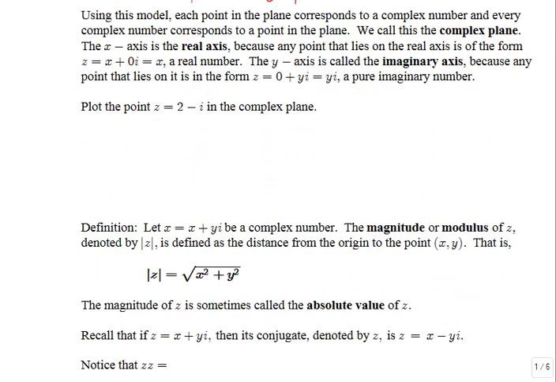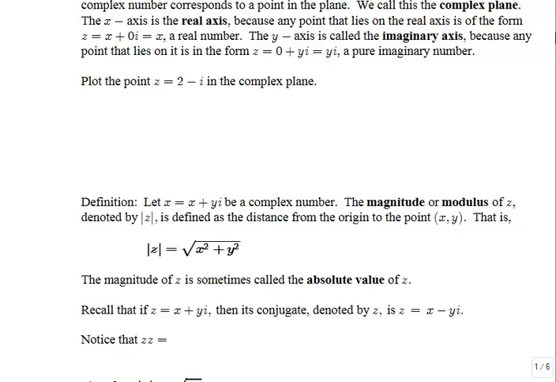So let's plot the point 2 minus i in the complex plane. All we have to do is realize that 2 is the real part, so we're going to go over 2 on the real axis, and the coefficient of the i there is a -1, so we're going to go down 1 on the imaginary axis and just put a dot at 2 comma -1. So this is the complex number 2 minus i.